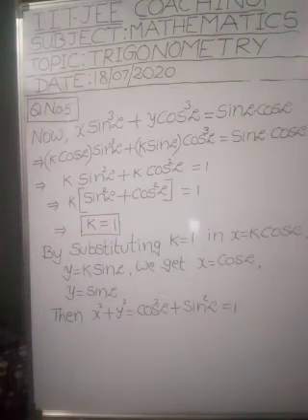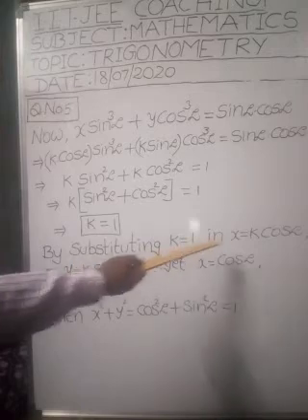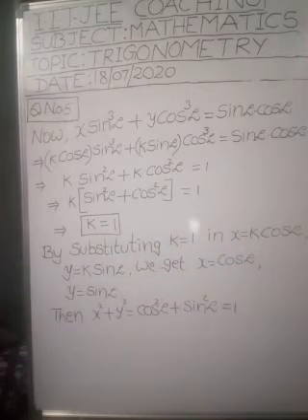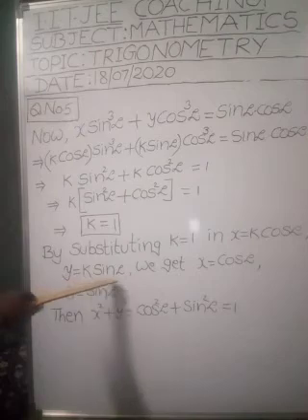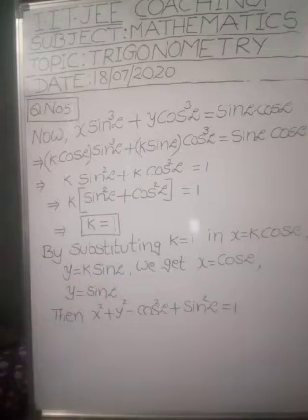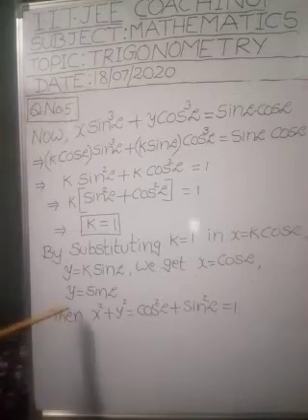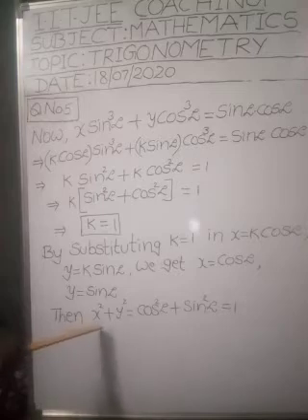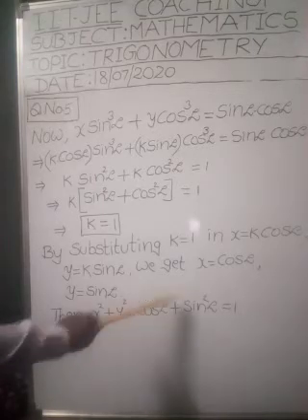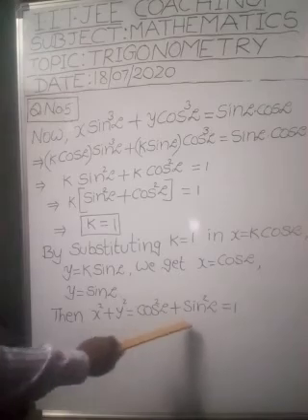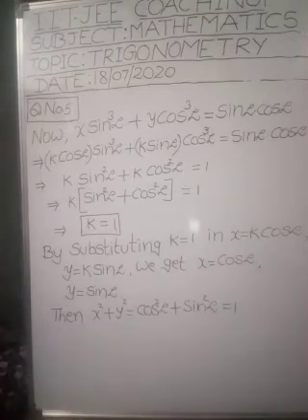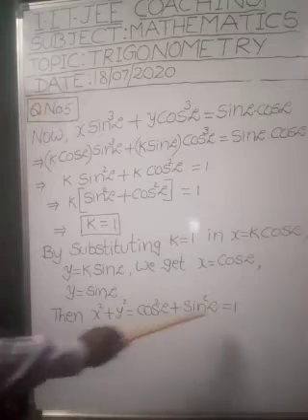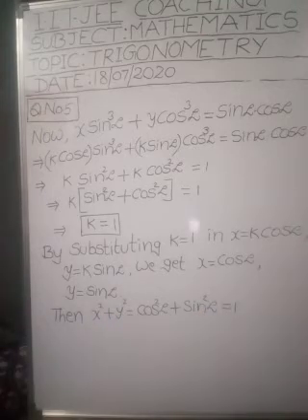Now we substitute the value of k is equal to 1 in x is equal to k cos alpha and y is equal to k sin alpha. Then we get x is equal to cos alpha, y is equal to sin alpha. We got the x value and y value in terms of sin alpha and cos alpha. Then x square plus y square is equal to cos square alpha plus sin square alpha, that is equal to 1. So the value of x square plus y square is 1. Understood, my dear children? Right.